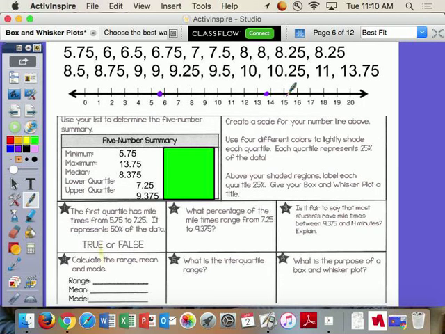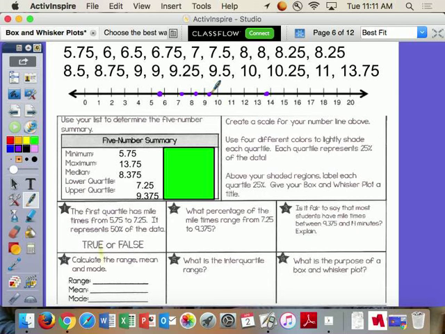Then we're going to do our median. That is our middle number of the whole data set, 8.375. Is that closer to 8 or closer to 9? It's a little bit closer to 8, kind of in the middle. All right? Then our lower quartile, the middle of these two numbers, is 7 1/4. So that's about here. And then 9.375, that's about here.